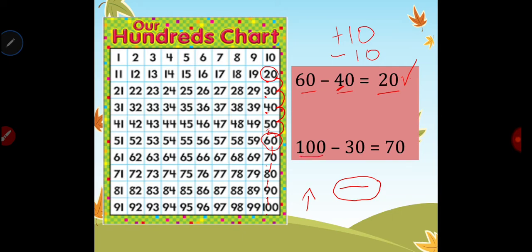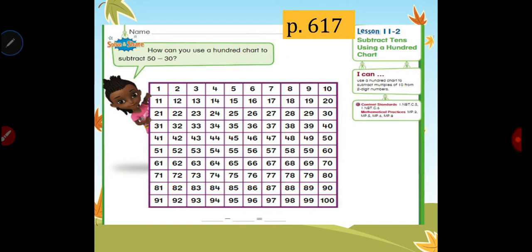We have 100 minus 30 is equals 70. Let's find 100 first. You can see 100 there. How many tens are there in 30? It is 3. So from 100, we will move up 3 times. Together with me, count 1, 2, 3. There we stop at number 70. So the answer here is correct. Very good.